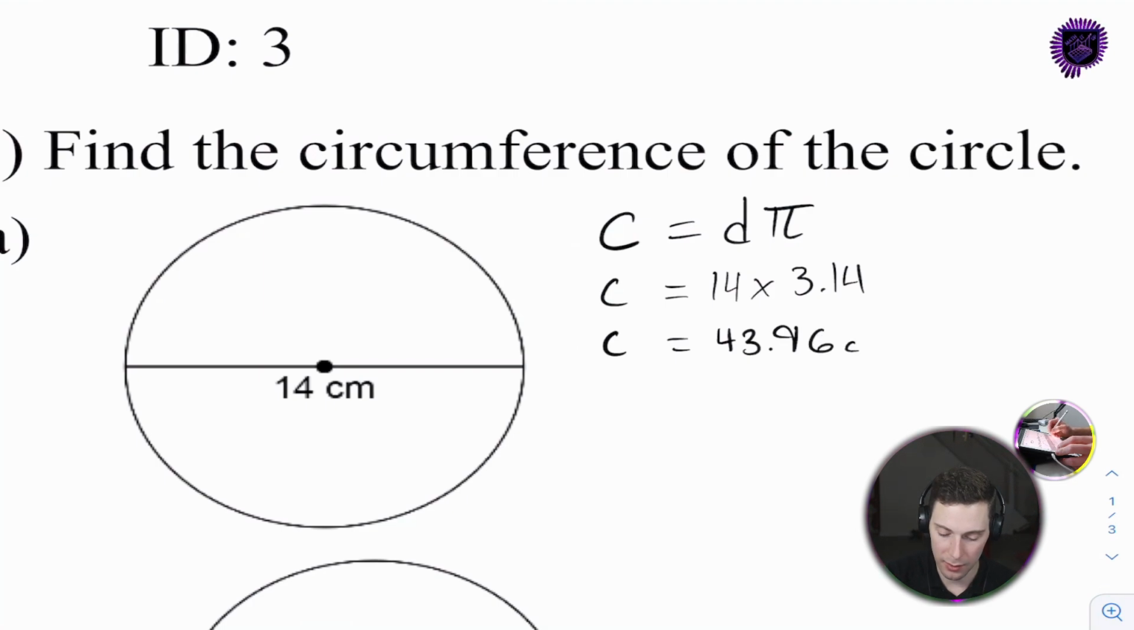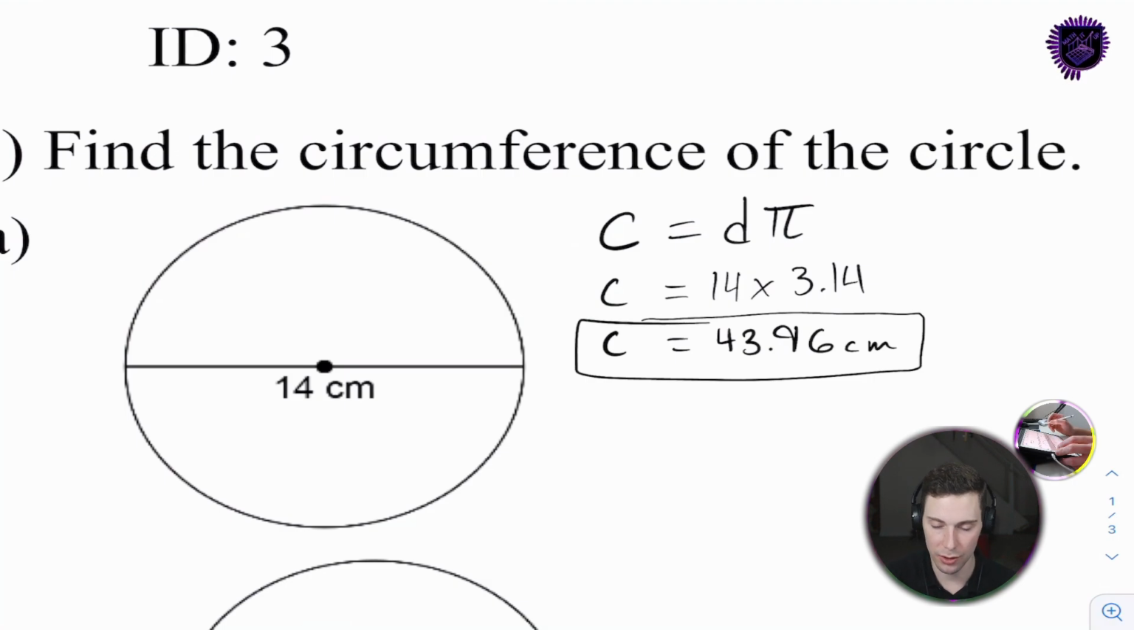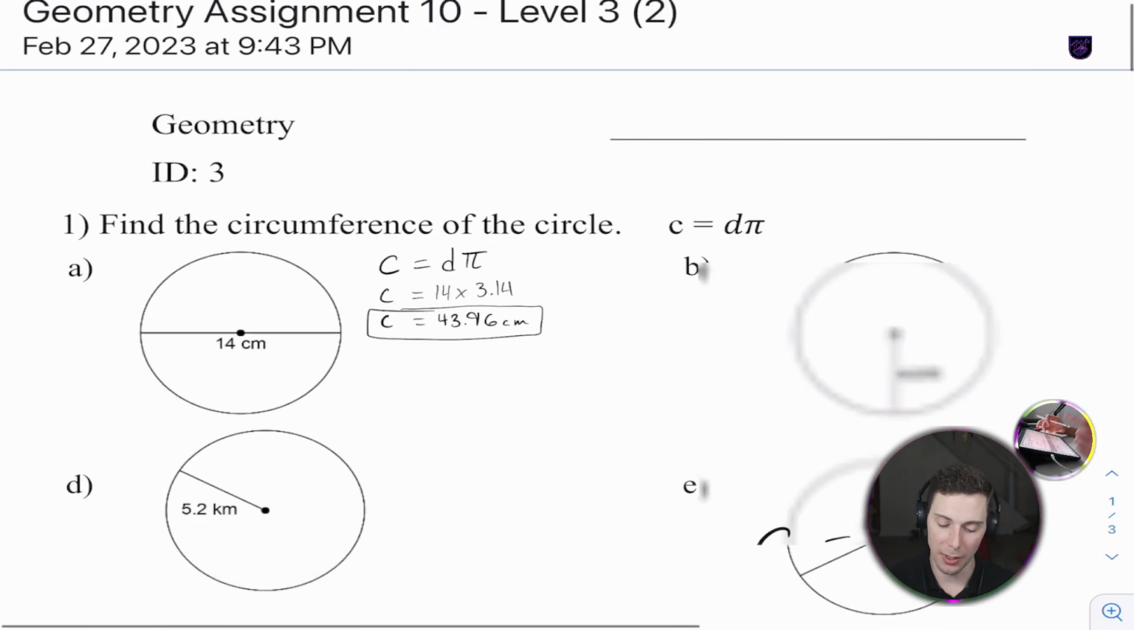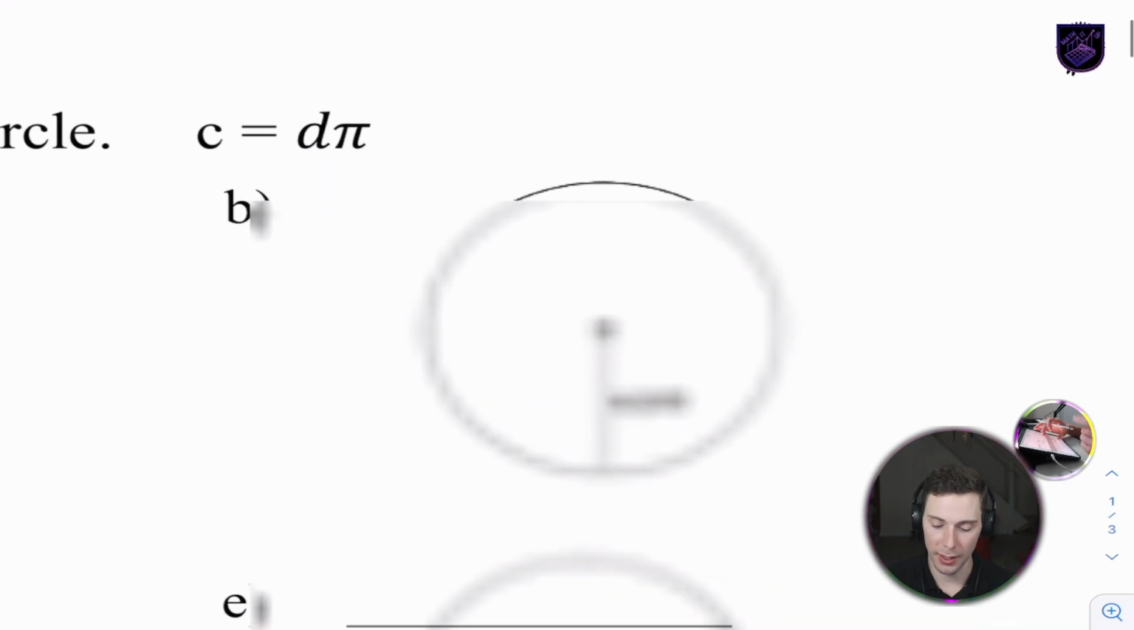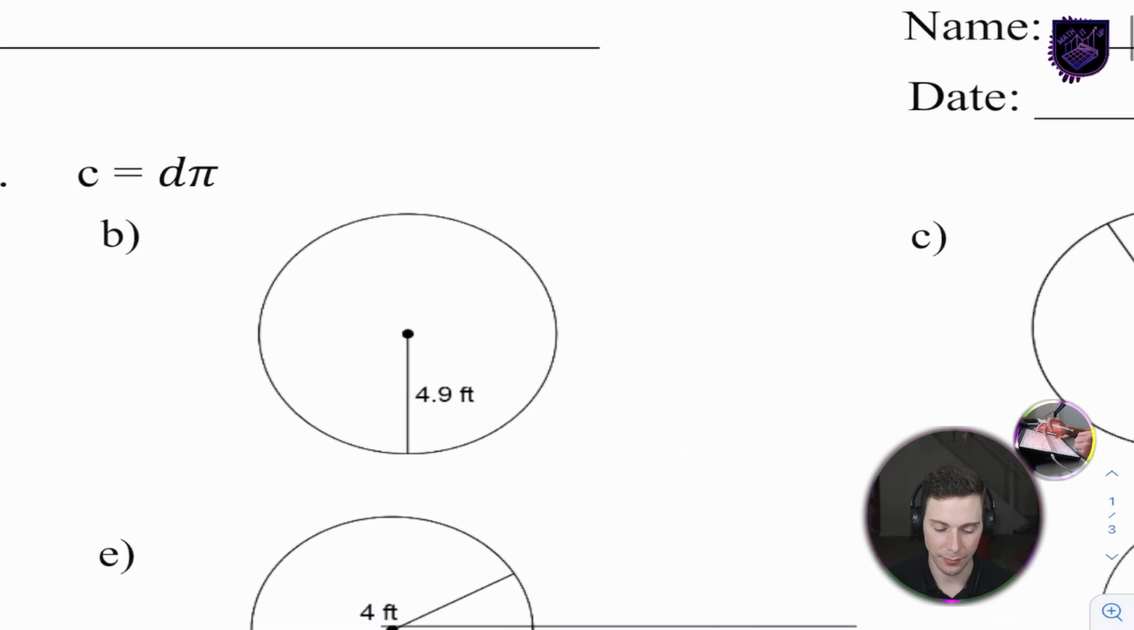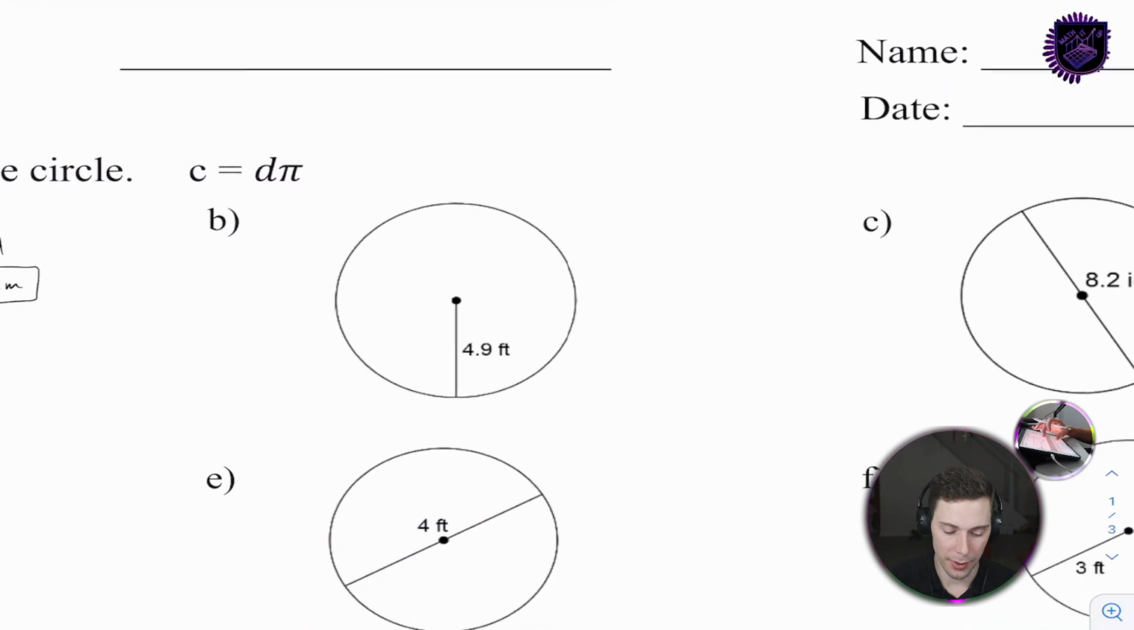Circumference is equal to 43.96 centimeters. Now remember, if you're using the actual calculation of pi with the button, it's going to be slightly larger than that, and that's probably what the answer sheet is going to be looking for. It might round it up to 44. But 43.96 is still accurate enough to be correct, especially if you're showing your work. Your teacher will be like, I get that, that makes sense.